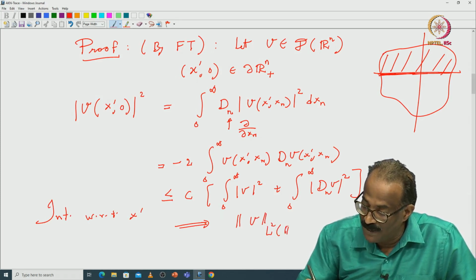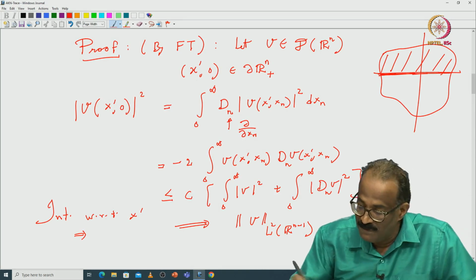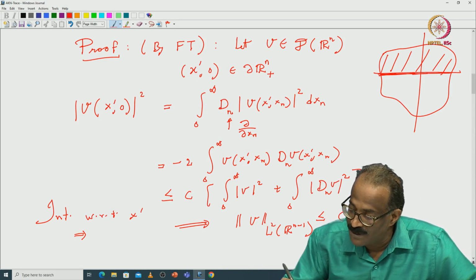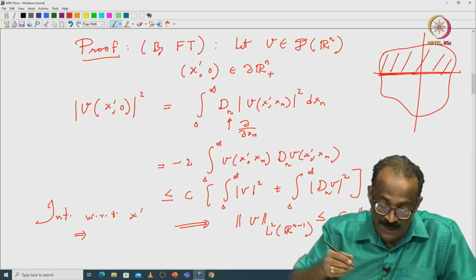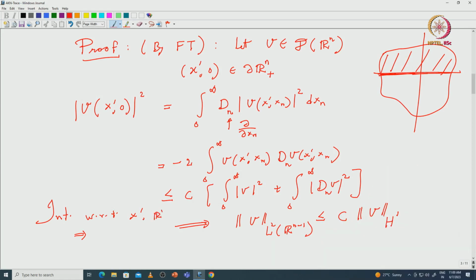So, it shows that V restricted is in L2 of Rn minus 1. So, this actually implies V is in L2 of Rn minus 1. So, this is less than or equal to constant into norm V. The right hand side is a norm in Rn plus. So, you see xn is integrated only from 0 to infinity, but you integrate with respect to x prime in Rn minus 1. You have to do it in Rn minus 1. So, this will be in Rn plus.